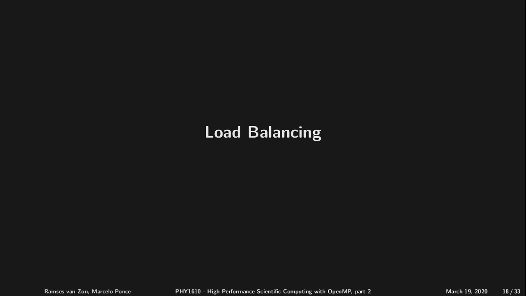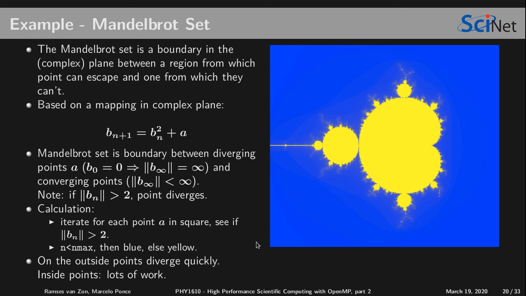So here's a sort of prototypical case of a very load-imbalanced calculation. This is called the Mandelbrot set. The Mandelbrot set is a boundary in the plane, in fact in the complex plane. So what you have is the blue and the yellow region. There's a boundary between them, and there's a rule that says how to jump from one point in the plane to another point in the plane.